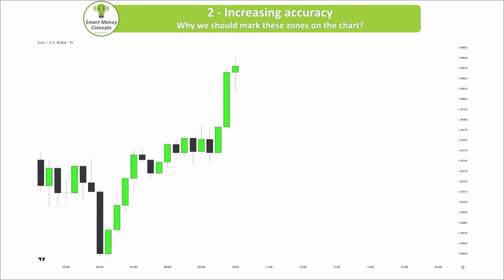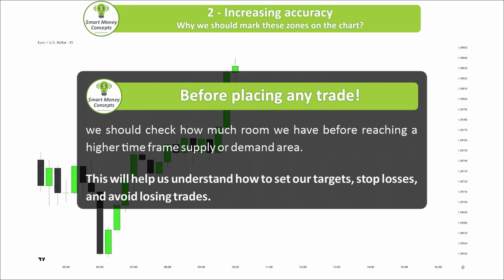Number 2, increasing accuracy. A minor reaction to a higher time frame key level can lead to a significant trend change in the lower time frames. Before placing any trade, we should check how much room we have before reaching a higher time frame supply or demand area. This will help us understand how to set our targets, stop losses, and avoid losing trades.